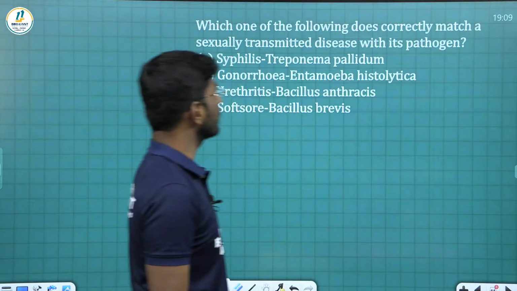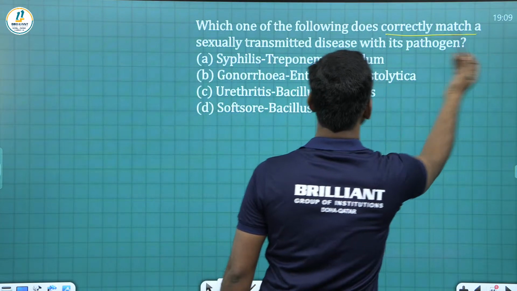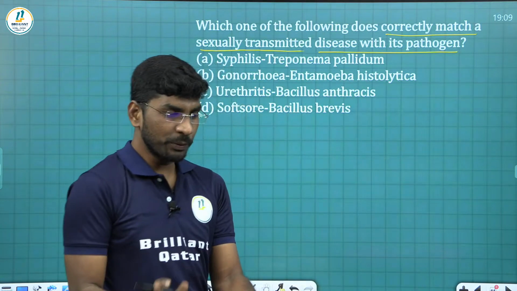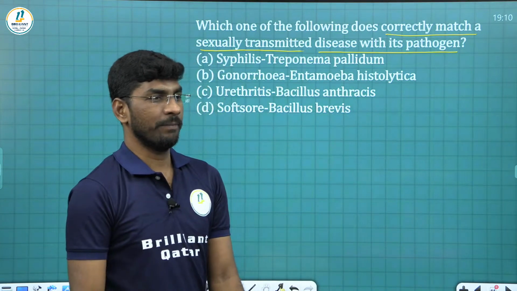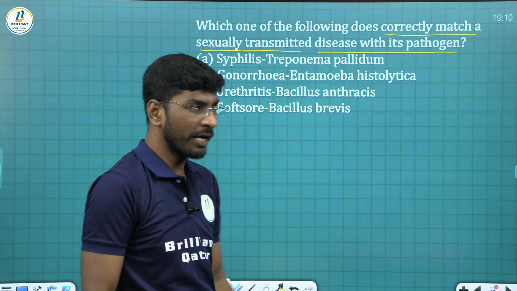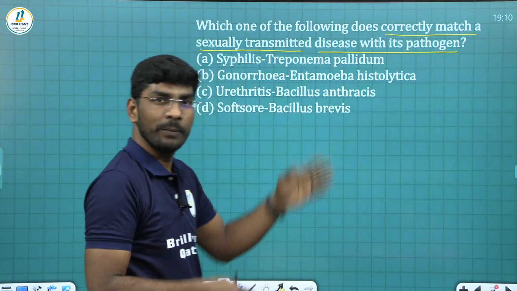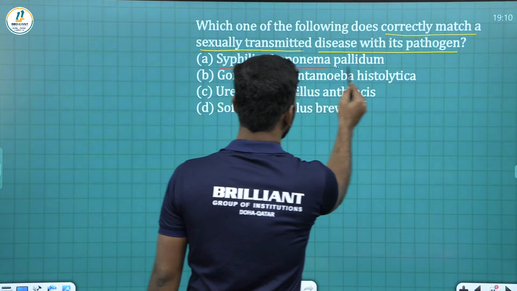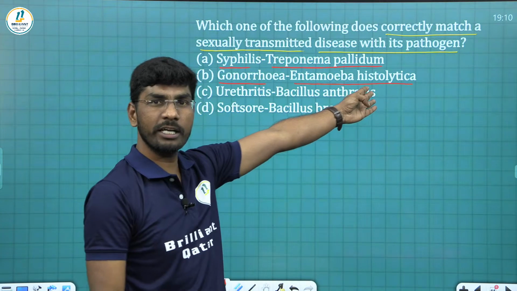Simple question. What about this? Which one of the following correctly matches a sexually transmitted disease with its pathogen? Which one of these correctly matches the pathogen? Something is correctly matched, the rest of the three are wrong. Try. Any one of you, Dia, good beta, come on, try this one. Yatri, what is the correct answer? Let me try. Syphilis, Treponema pallidum; gonorrhea, Entamoeba histolytica. Entamoeba histolytica, do you remember?